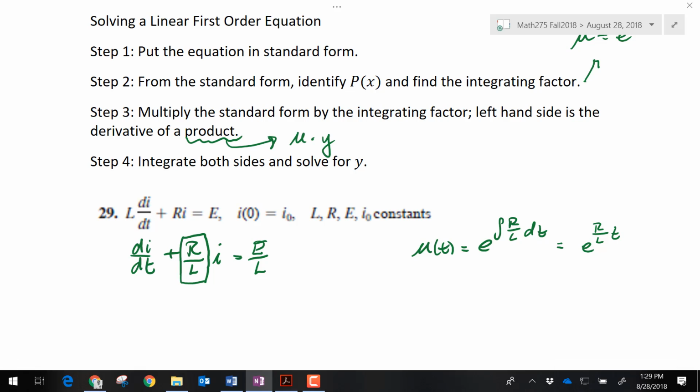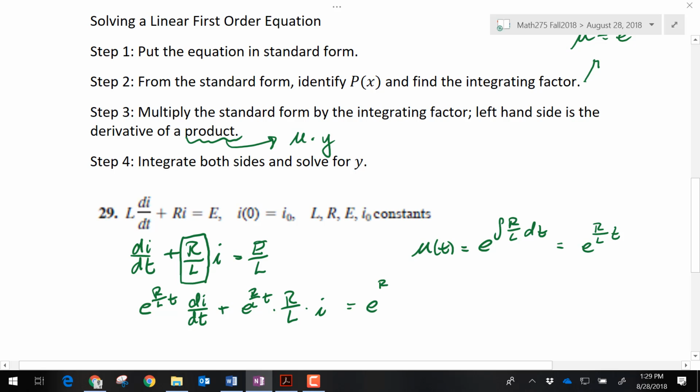So we'll multiply both sides of the standard form by the integrating factor. So we have e to the R over L times t times dI/dt, plus e to the R over L times t times R over L times I, is equal to e to the R over L times t times E over L.